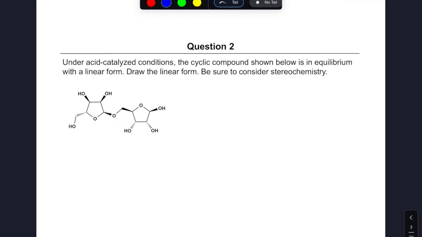So those are the ones that are different among the entire centers. This center here is a hemiacetal. This center here is an acetal. Both of those are susceptible to being hydrolyzed under acid conditions. So there's actually two centers that can hydrolyze, but let's take this one at a time.